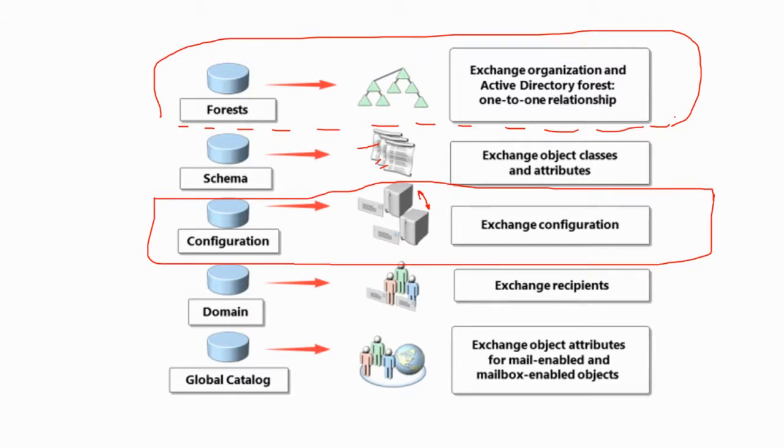So the first domain controller installed in an Active Directory forest will be the only domain controller that maintains a readable copy of the schema. For the application partition, an administrator can create an application partition manually, as we saw before.